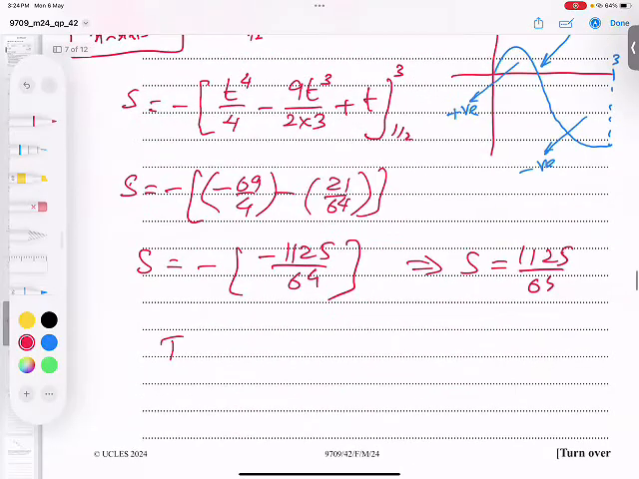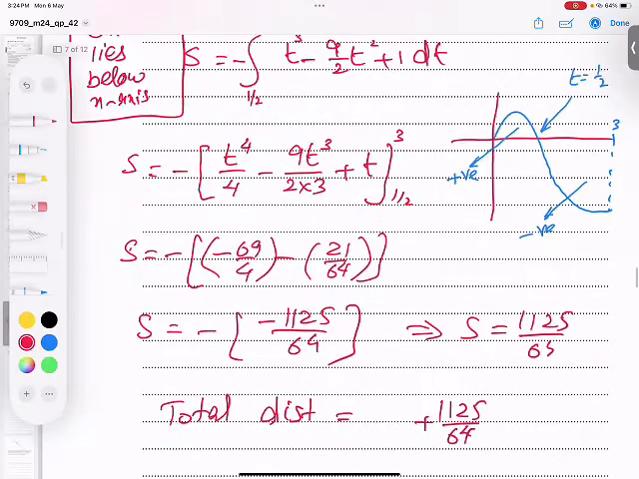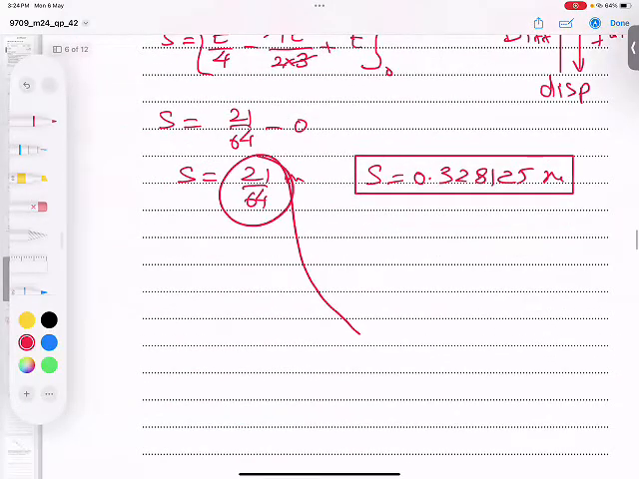So the total distance is not this one. If I ask for the total distance, we have to add them both. So 1125 over 64 comes from this section, and the previous one, you can see even here, is 21 over 64.